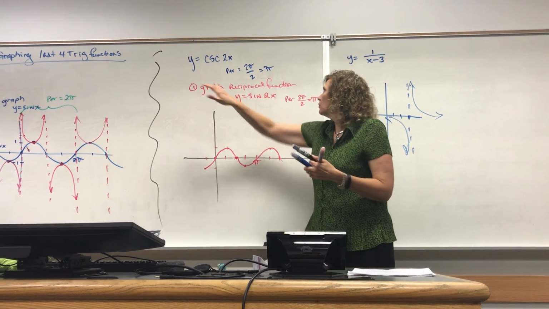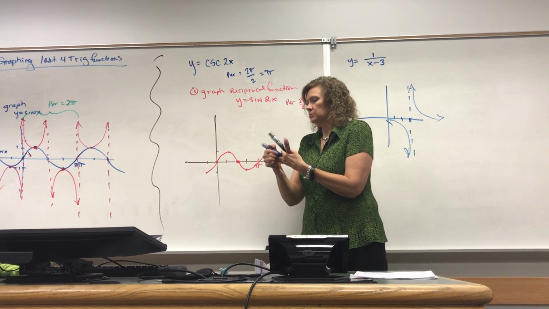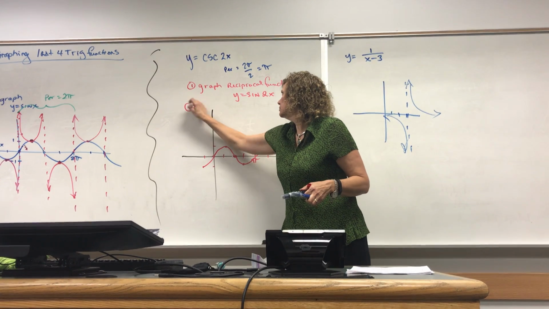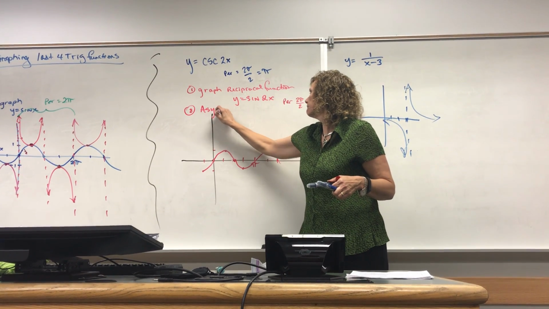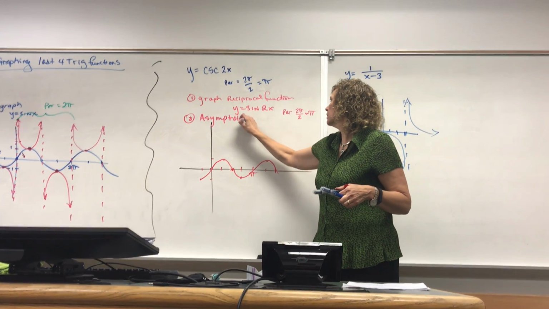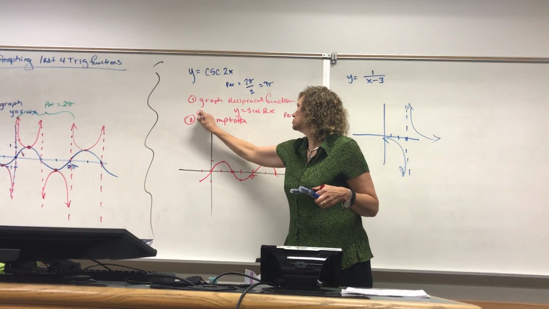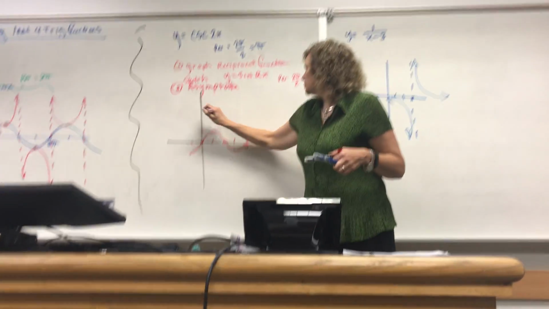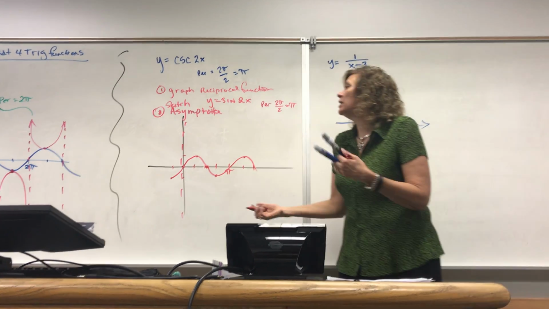Asymptotes. Okay, we're going to draw a reciprocal function. Step 2 is get your asymptotes in order. Whoops, I probably should have drawn a sketch. So we've got an asymptote here.